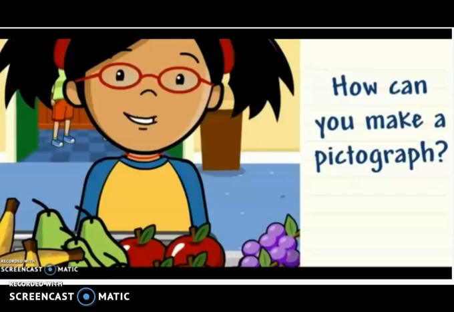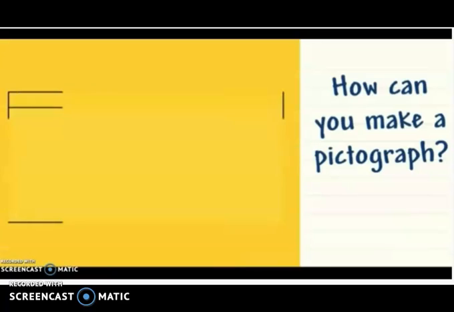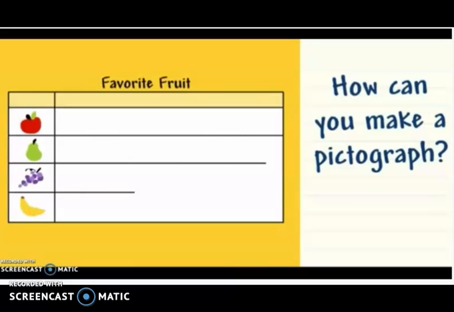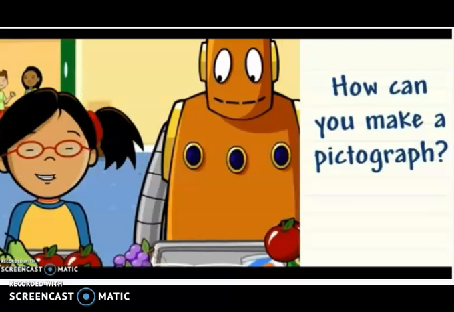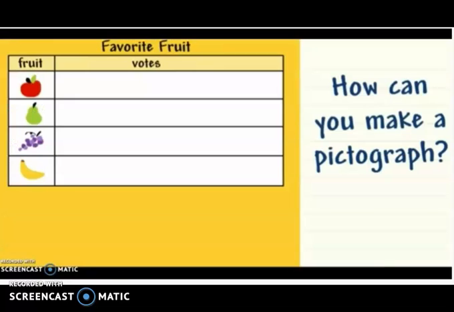You can use information from the tally chart to make a pictograph. First, draw a chart with 2 columns. Write the title and write the choices on the left. Then, create your key and pick a simple picture to stand for your votes. I'm going to use a smiley face. One smiley face will stand for 1 vote.